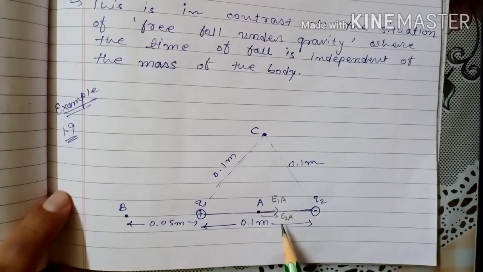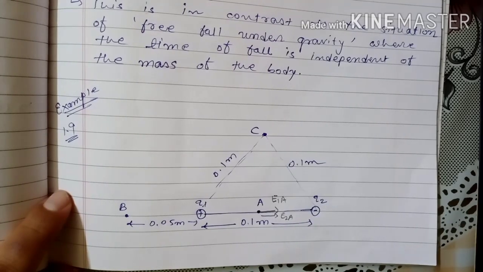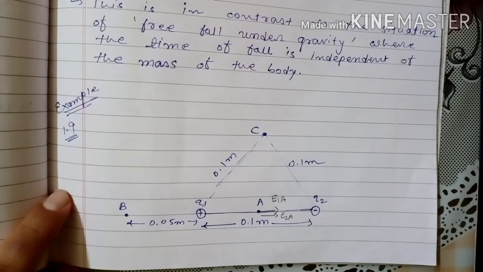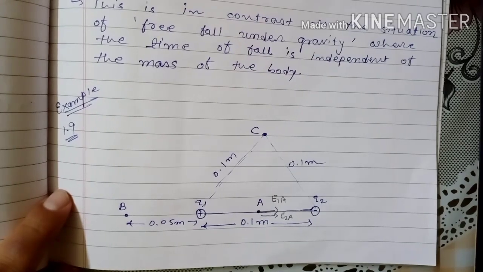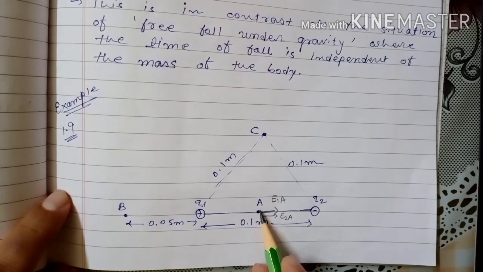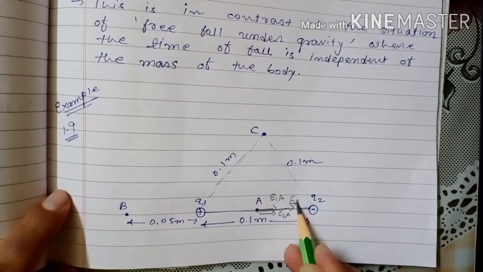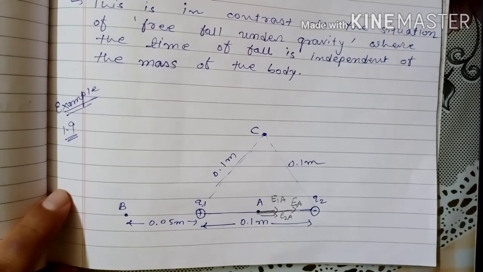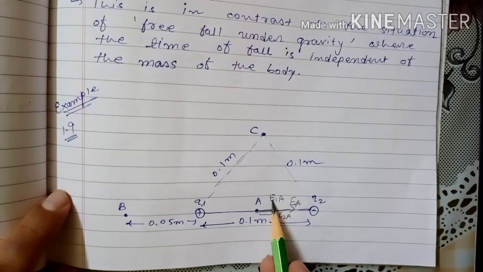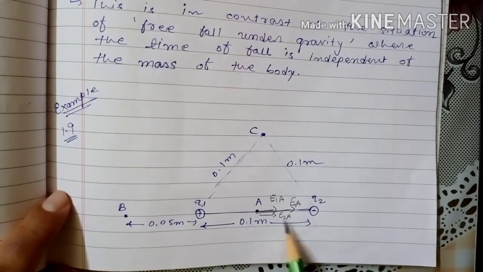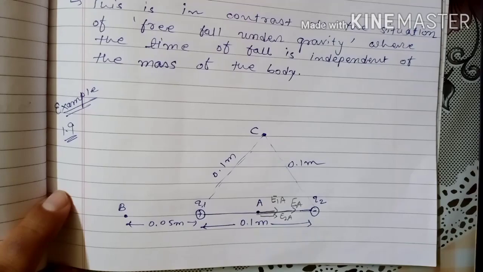Here E1A and E2A, the electric field due to the first charge and the electric field due to the second charge at point A, both are in the same direction. Therefore, the resultant electric field will be in the same direction. That is the net electric field at point A that I am taking as EA. So first we have to find E1A, then we will find E2A, and then we will find the total electric field.